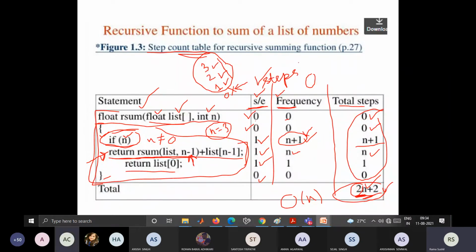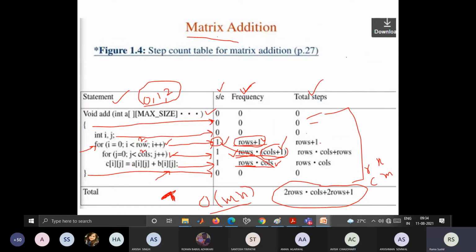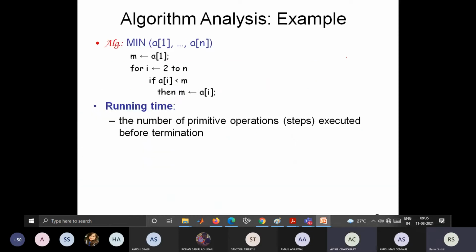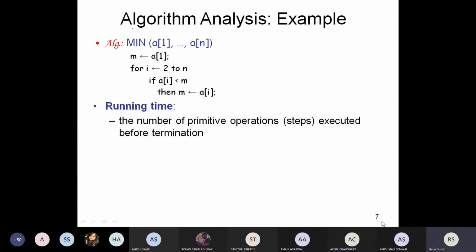Hello, ma'am. Steps per execution. Hello. Okay. Hello. Okay. Yes, student. Yes. Okay. The volume is very low.